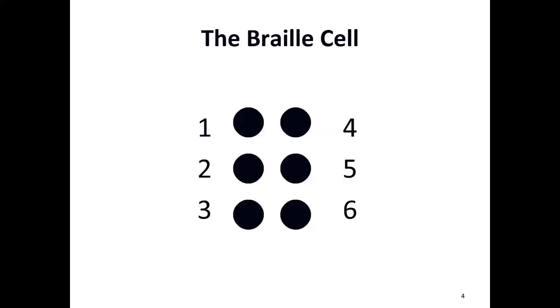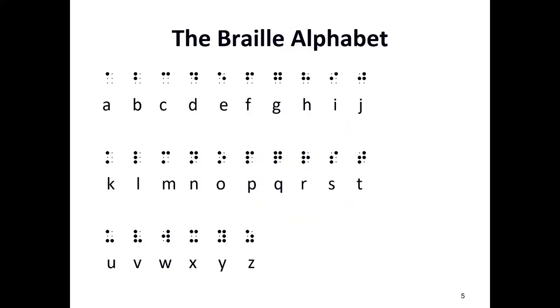A reminder of what the Braille cell looks like. It's 6 dots. 1, 2, 3 down the left. 4, 5, 6 down the right. We're going to concentrate on the right side of the cell today. That's 4, 5, 6. And here is the Braille alphabet as a reminder in case you need it during today's session.